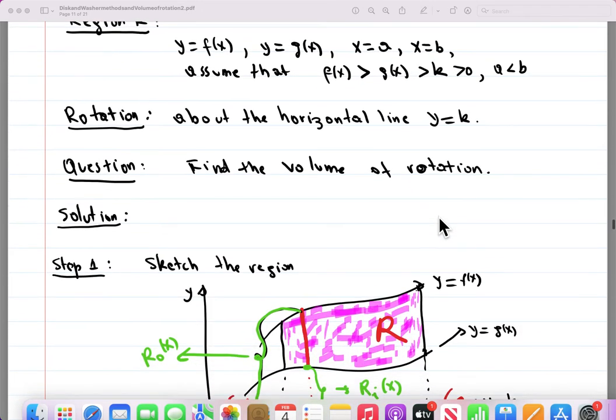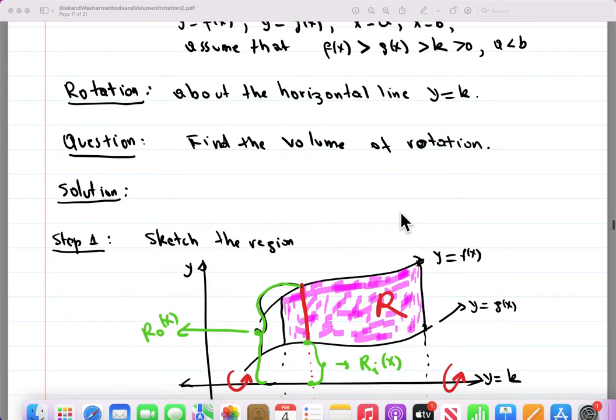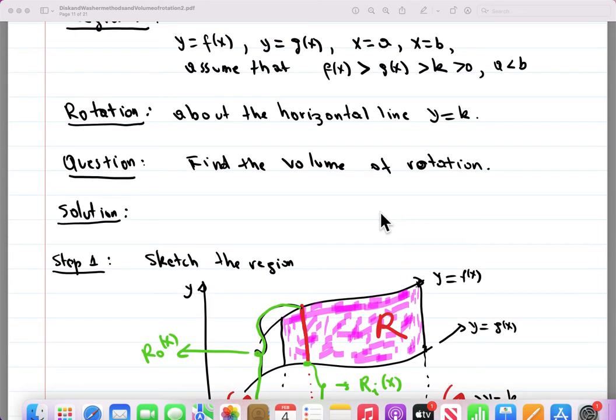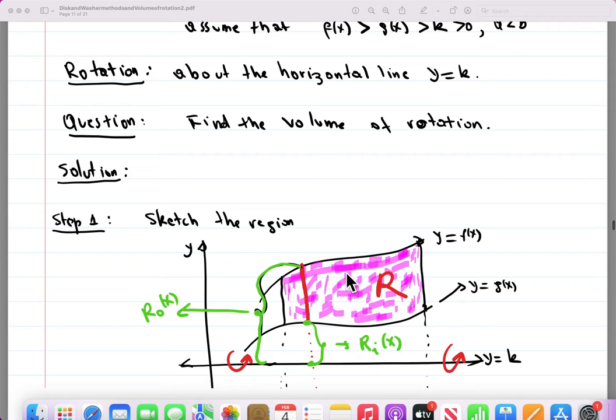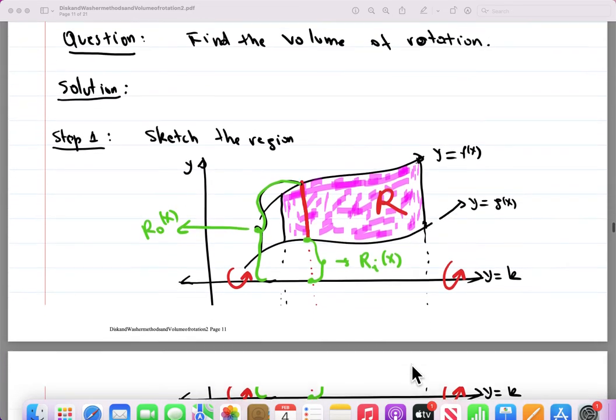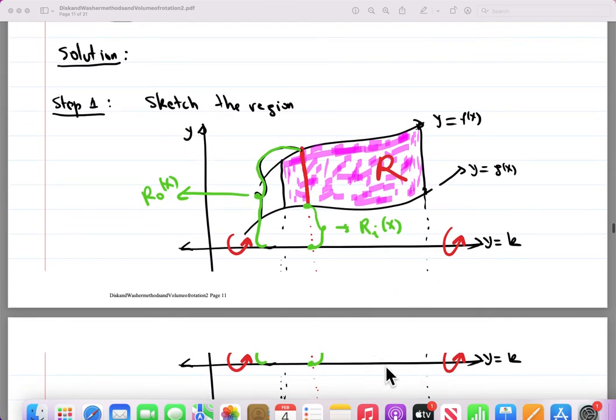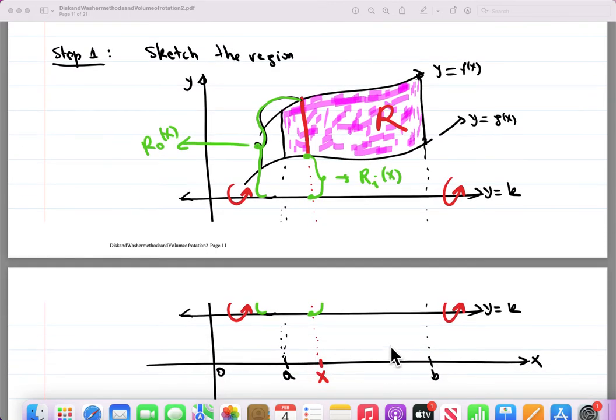So let's discuss case 1, step 1. Step 1 is to graph the region. So here's the region. We know f of x is greater than g of x. So y equals f of x, that's this curve. And below it you have y equals g of x. On the left side you have x equals a. On the right side you have x equals b. And then below the region you have the line of rotation y equals k. And below the line y equals k, you have the x-axis.